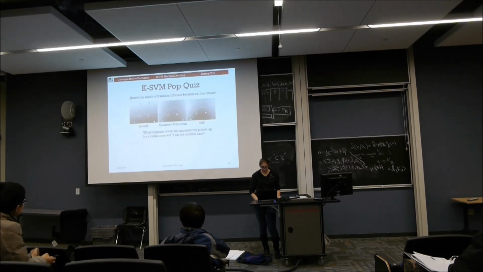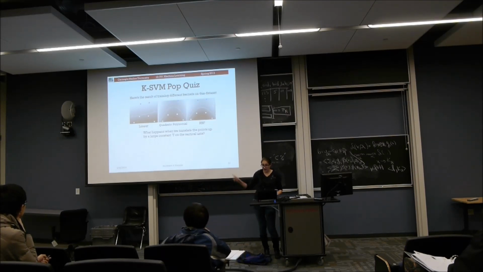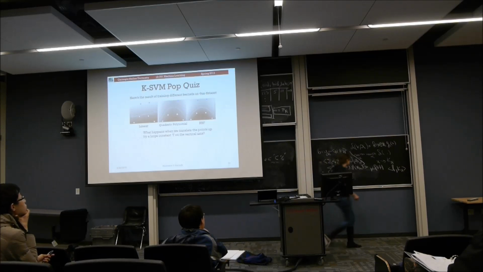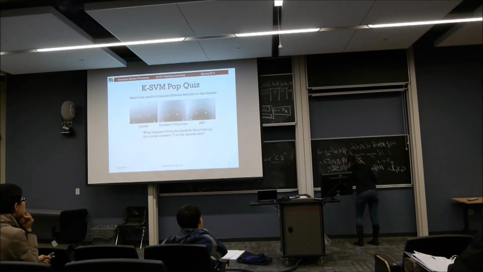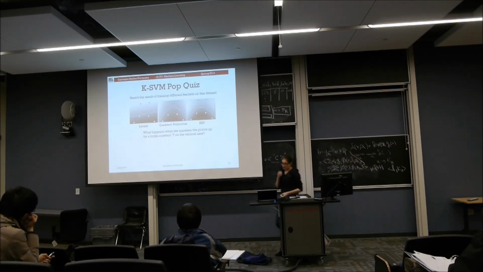Okay. All right, and now a question for kernel SVM. So you have here the result of training different kernels on some data set. So we have a linear kernel, a quadratic polynomial kernel. Let me write, I forgot to write the quadratic polynomial kernel. So it's x transpose y minus... Okay. And then the RBF kernel.